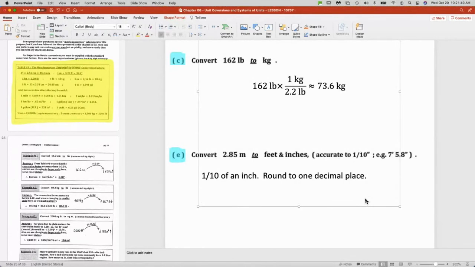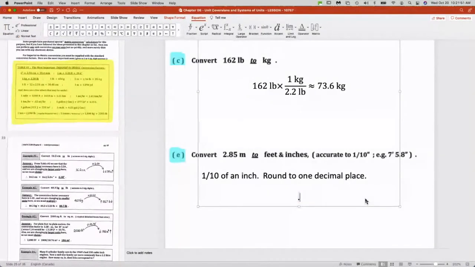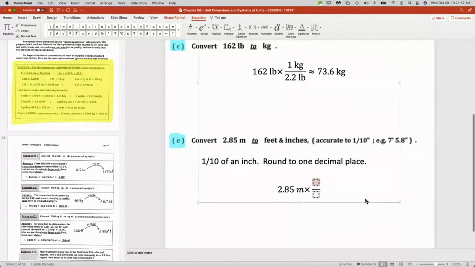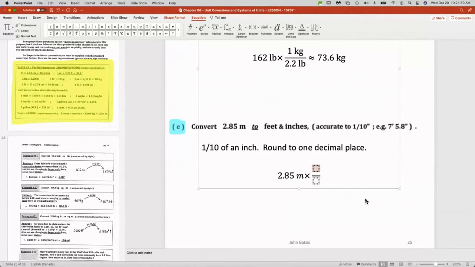We want meters to feet and inches. So we have 2.85 meters. And there's another conversion right from the table. 1 meter is 3.28 feet. And if you're like, how did I know that? Because it's memorized. It's just something that I've used enough times in my life that it just comes back like that.